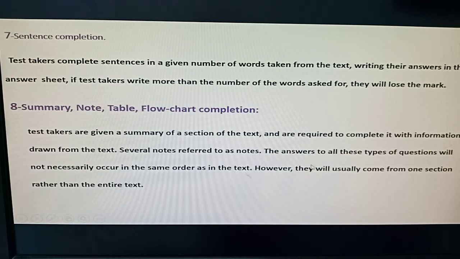The answers to all these types of questions will not necessarily occur in the same order as in the text. However, they will usually come from one section rather than the entire text. So it might be from the first paragraph, but not in order. You might find the answer to question 1 in line 3 and the answer to question 4 in line 1, and so on. Meaning not in order, but in the same section, not in the whole passage.